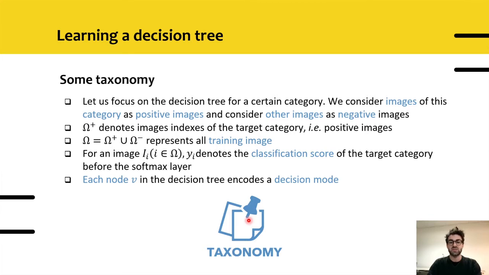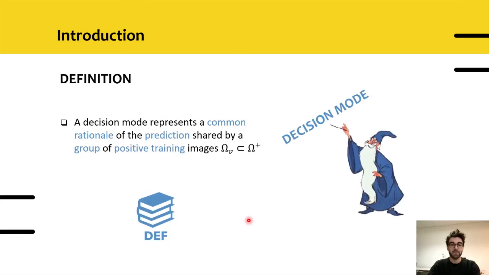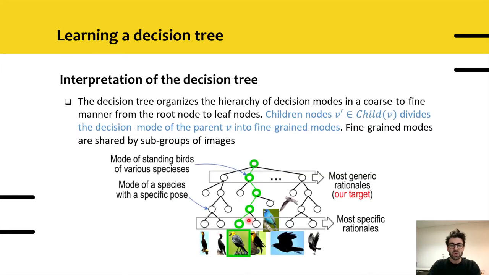Its node V in the decision tree encodes the decision mode. Okay? Let's go. Thanks always to Wizard Merlin, we can define better what a decision mode is. A decision mode represents a common rationale of the predictions shared by a subset of positive training images, omega v, a subset of omega plus.